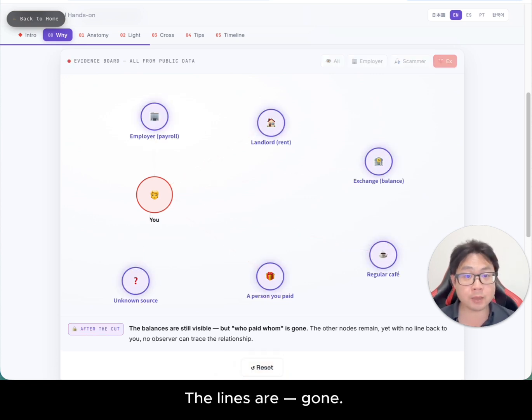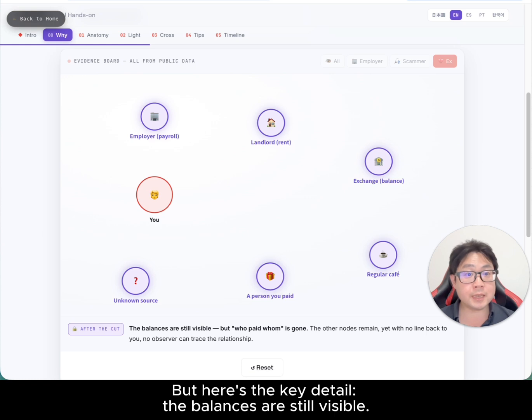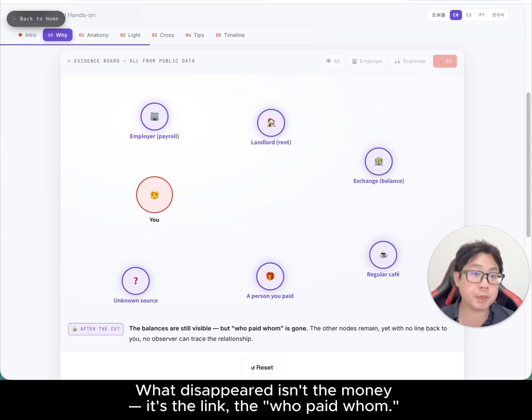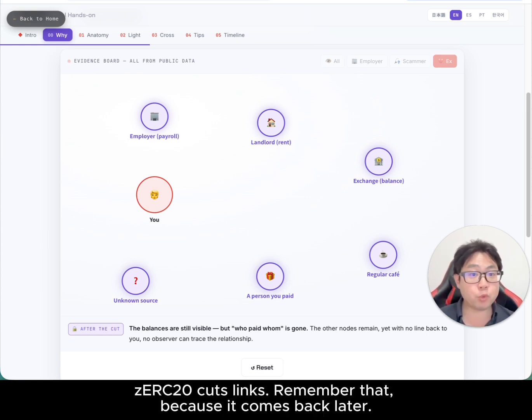The lines are gone. But here is a key detail. The balances are still visible. What disappeared isn't the money, it's the link. The who paid whom. zERC20 cuts the link. Remember that because it comes back later.